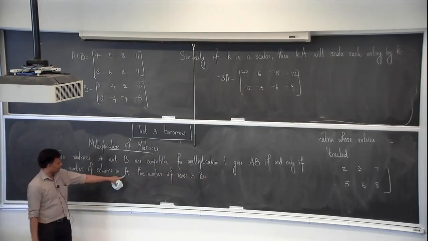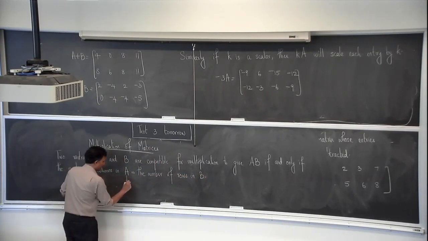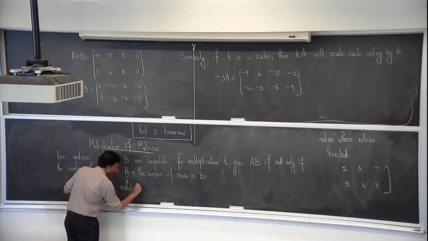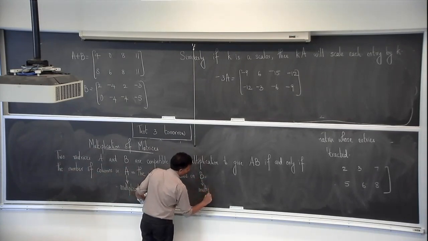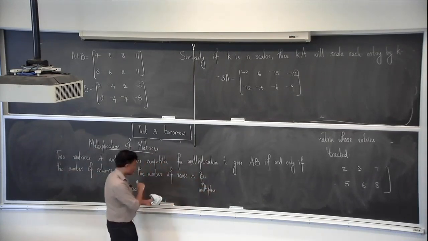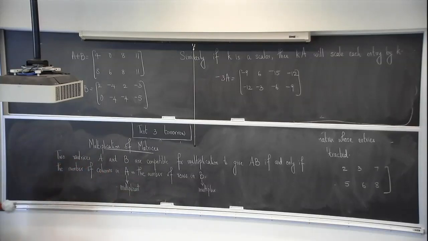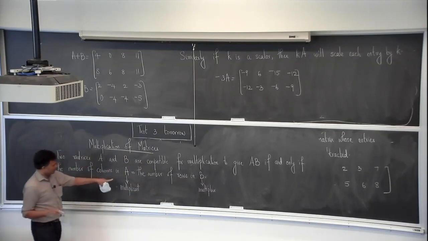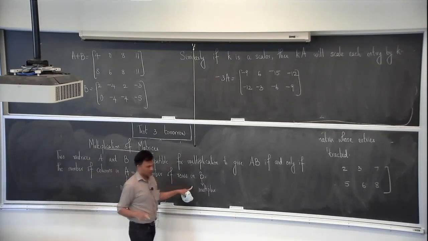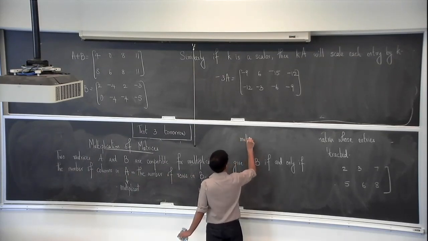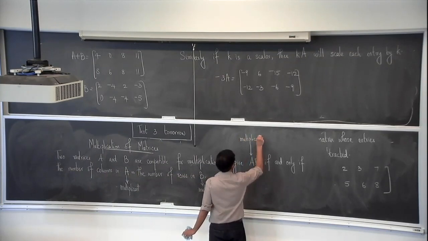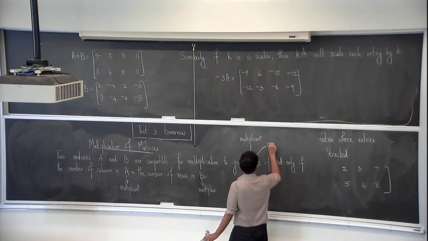It's the number of rows in the first matrix. This is called the multiplicand, and this is called the multiplier. So if you switch those two, then you have to check this requirement for those two again. The number of columns in the multiplicand must be equal to the number of rows in the multiplier. So the first matrix is always the multiplicand, and the second one is always the multiplier.